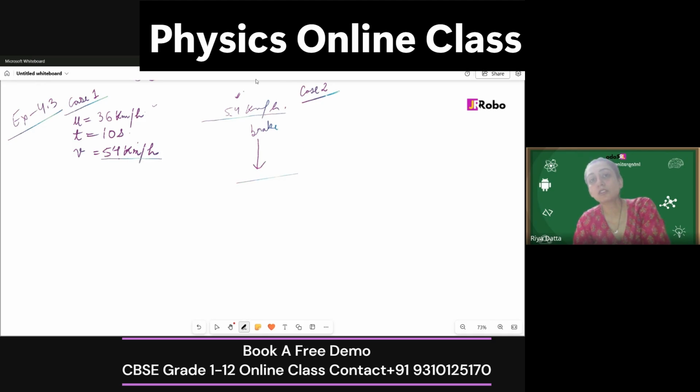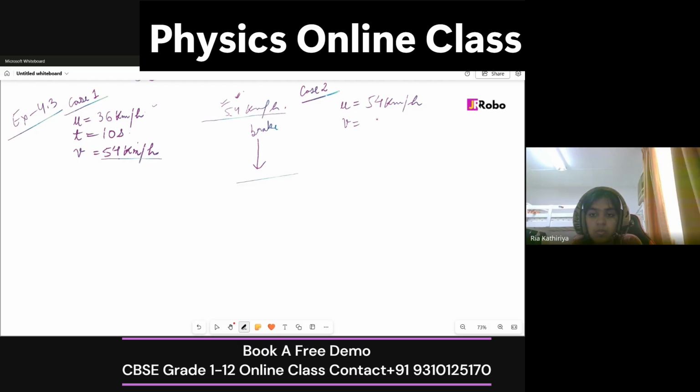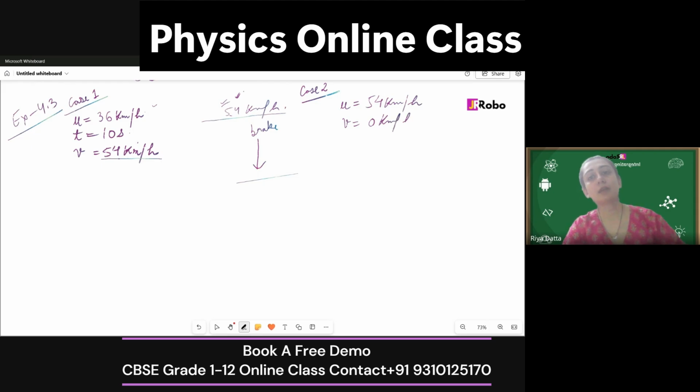Now you tell me, in this situation, what is the initial velocity? The initial is 54. Very good. Because now we are talking with respect to this one. After applying the brake, the bus stops. That means to stop, the final velocity will be 0. Yes, absolutely right. Very good. And the time interval they have given us is 5 seconds. After 5 seconds, the bus stops.